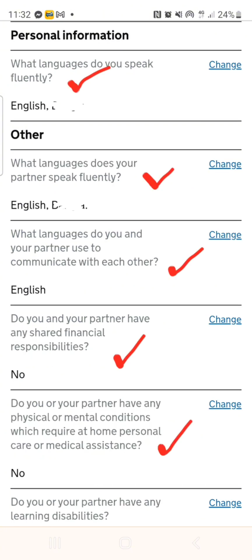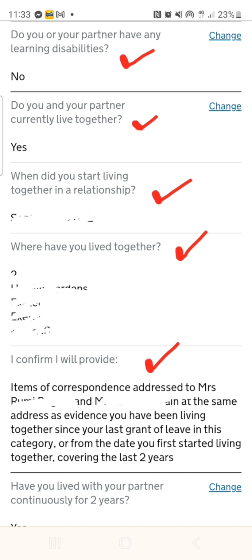Have you met your partner? Yes. When did you first meet your partner? When did your relationship begin? Where did you first meet? What language do you speak fluently? I chose English and my native language. You can choose your own. What language does your partner speak?